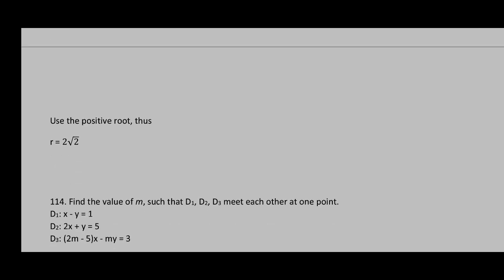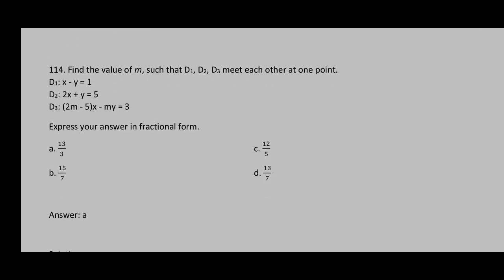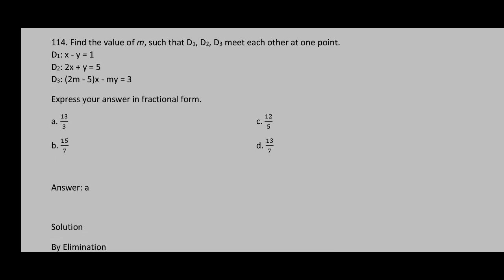Next, problem 114. Find the value of m such that D1, D2, D3 meet each other at one point. So, D1 mo is x minus y is equals to 1. D sub 2, 2x plus y is equals to 5. D sub 3 is quantity 2m minus 5 times x minus my is equals to 3.